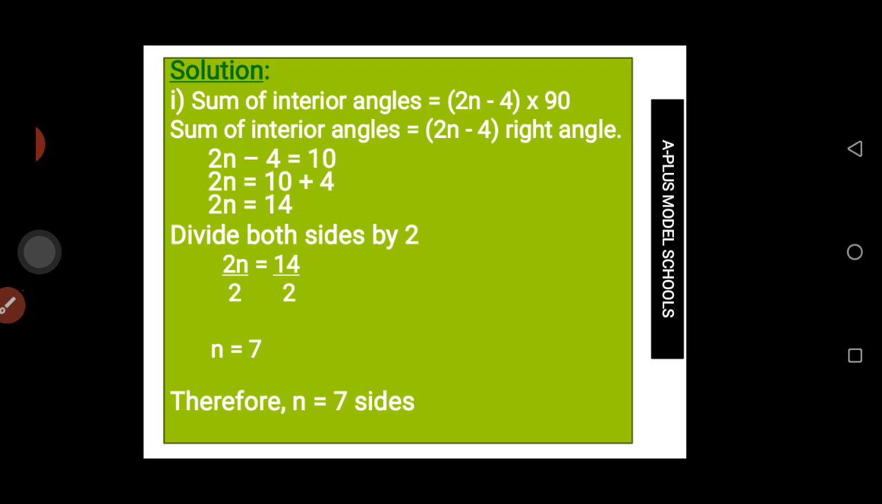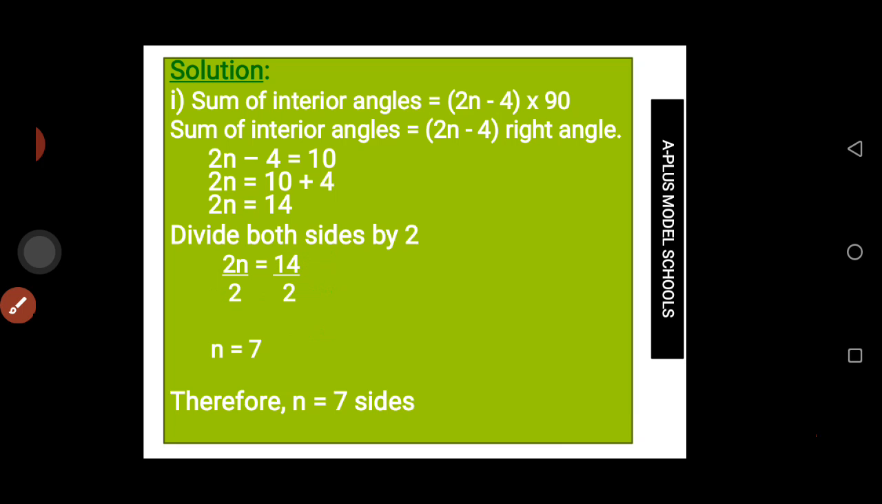So we have here, using the balance method, 2n equals 10. Take minus 4 to the other side, then the minus will turn to plus 4. So we have 2n equals 14. Then for you to know the value of n, divide both sides by the coefficient of n, which is 2. So we have 2n over 2 equals 14 over 2, where 2 cancels 2, we are left with n. Then 2 into 14, we have 7.